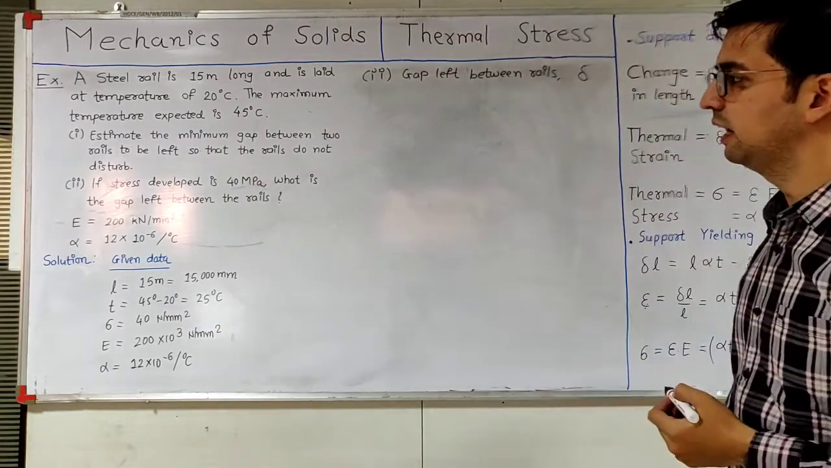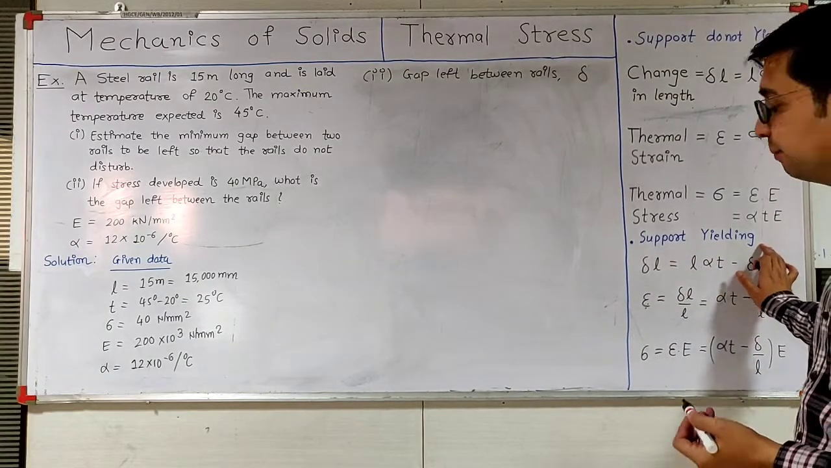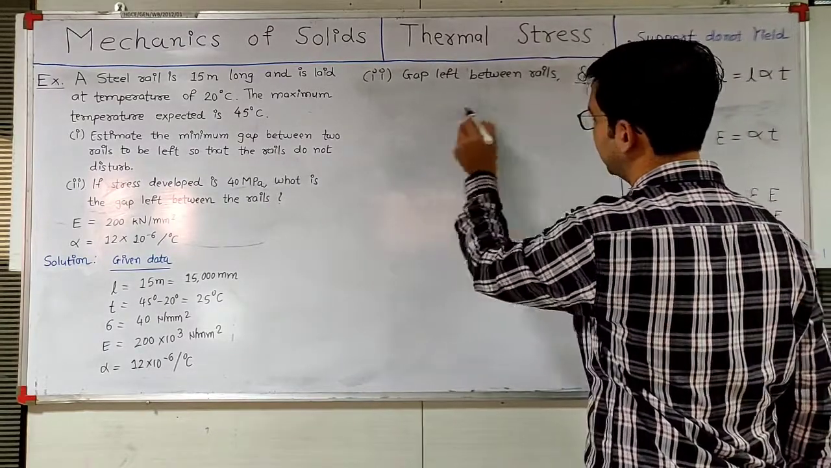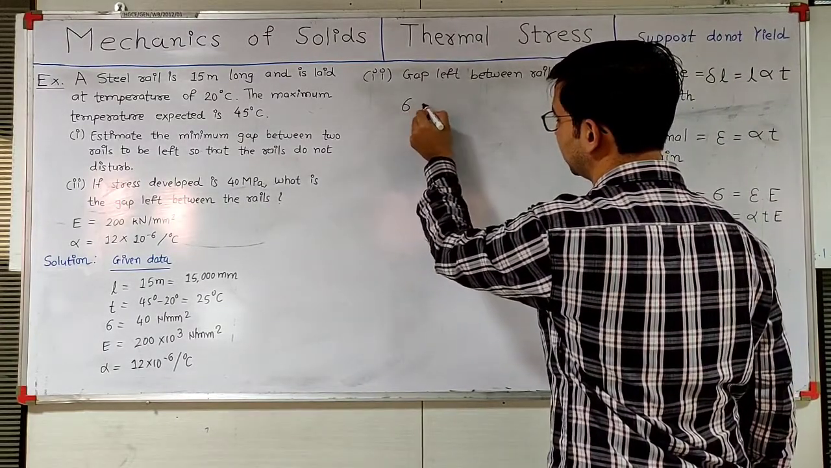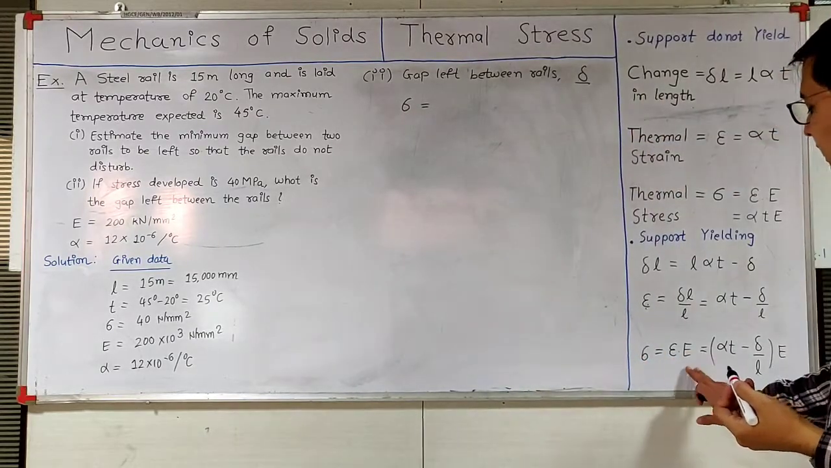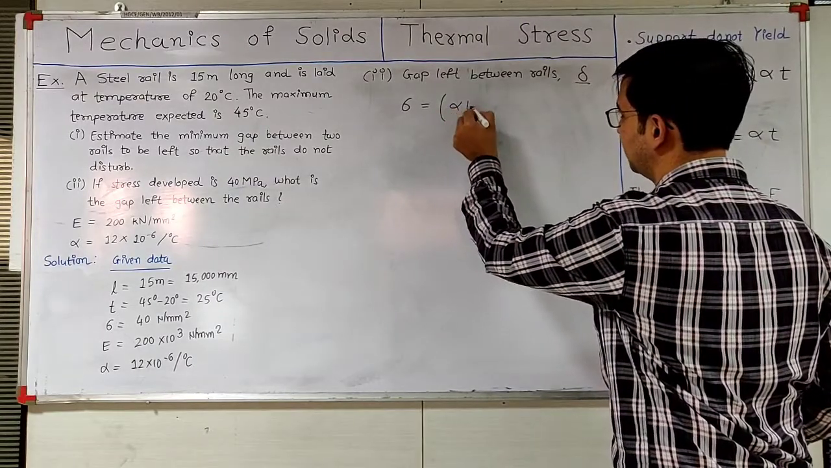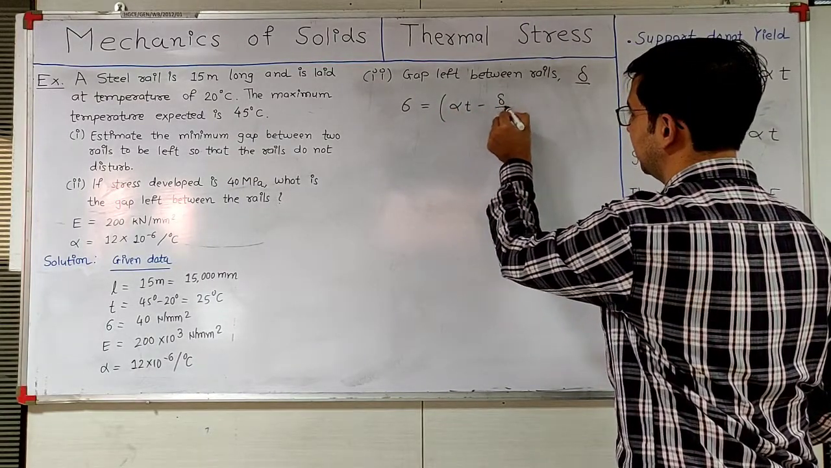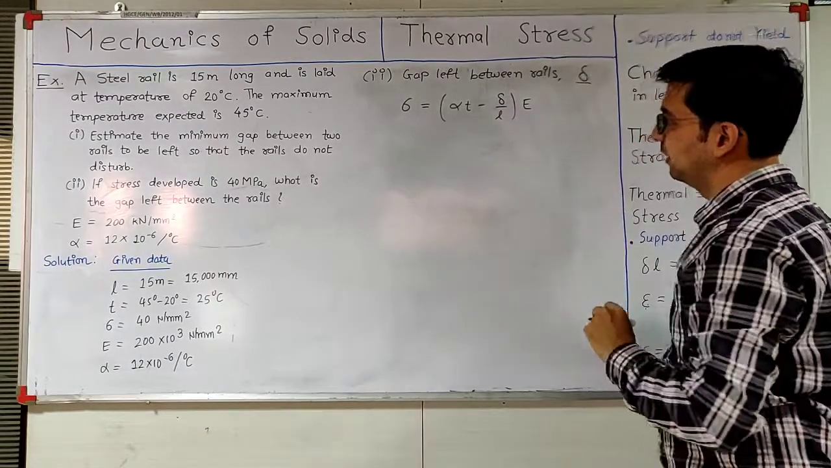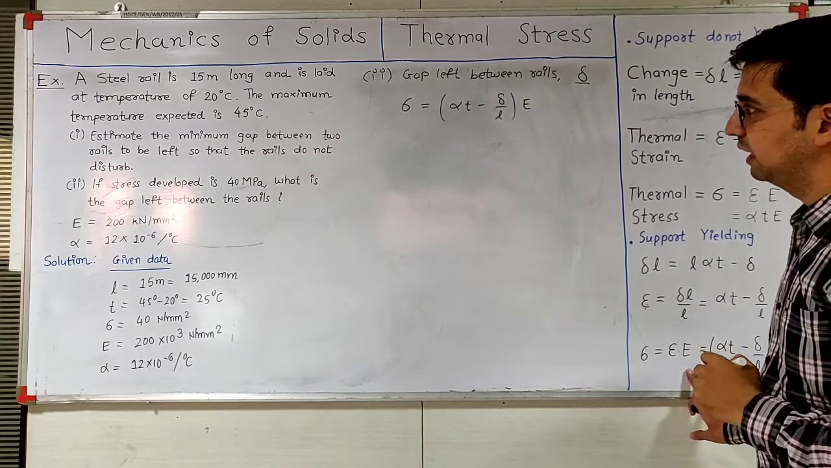So here it is the case of condition 2 in which support is yielding. So we need to calculate the required parameter delta. Here we have the values of stress. So thermal stress equation for support yielding condition is, in bracket, alpha into T minus delta over L, bracket close, and multiply that with capital E, modulus of elasticity.